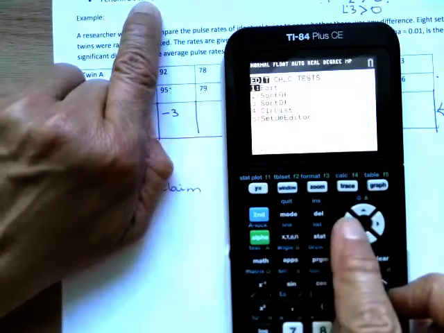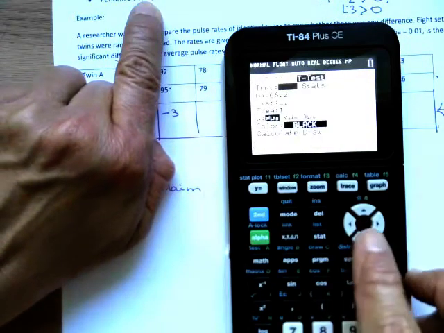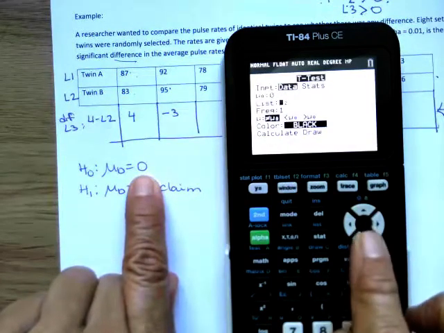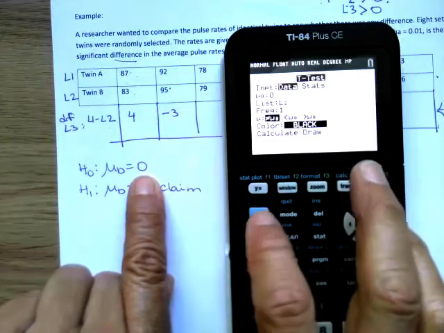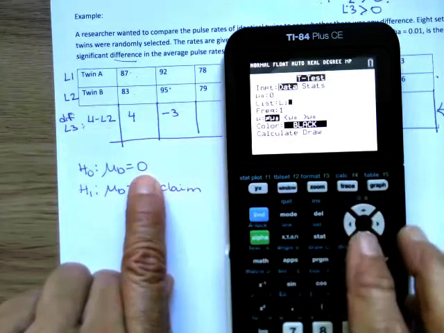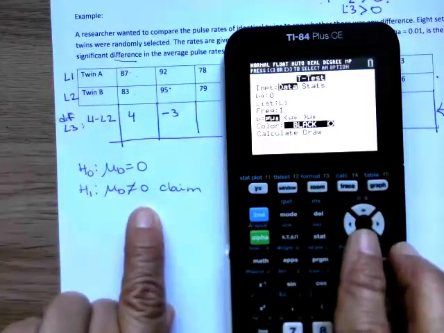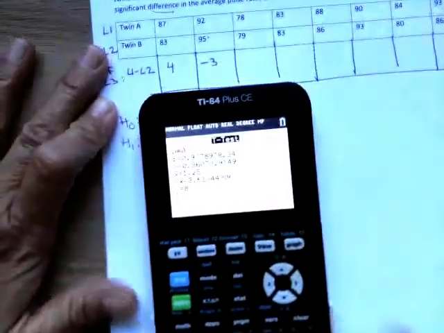So stat, test, t-test, and now we have data. Mu naught, right? That's a 0. And the list is L3. So remember how you find your lists. So second and then the number 3. I don't have a frequency, and I am doing a not equal, so I can leave that there. And calculate, and there is all of our information.